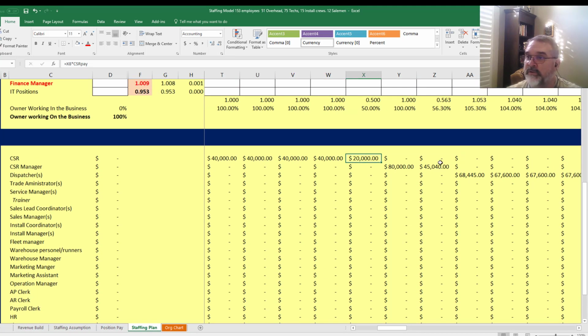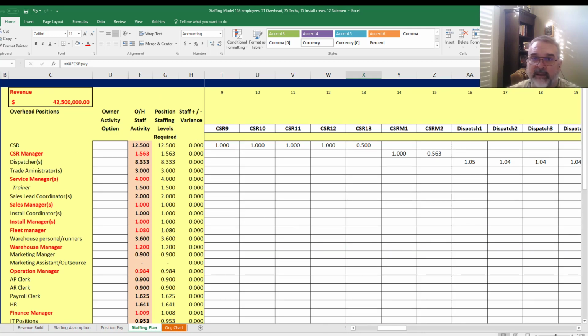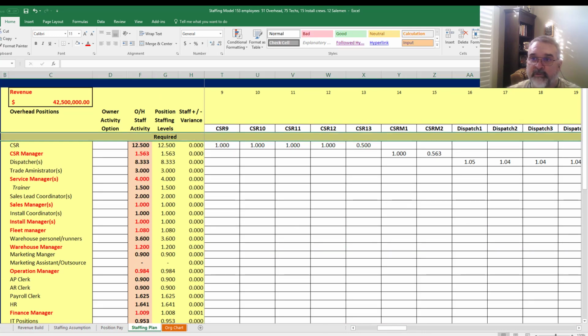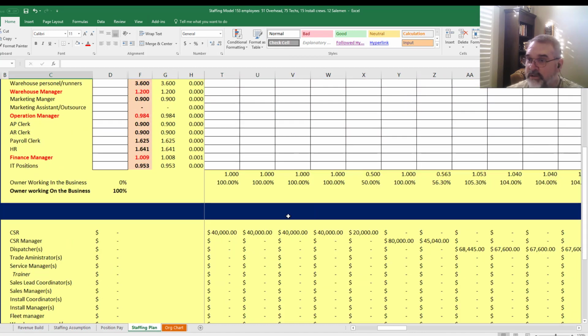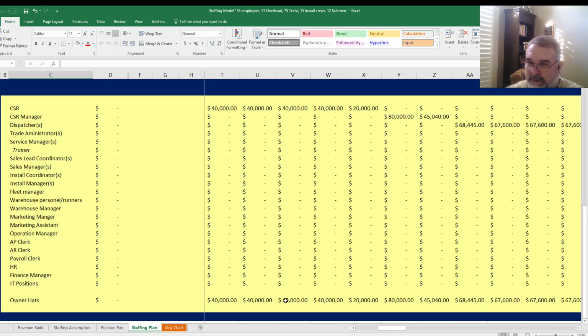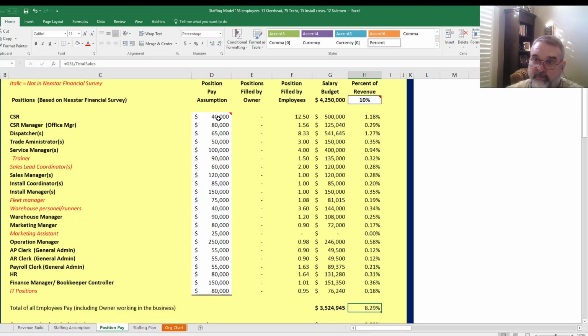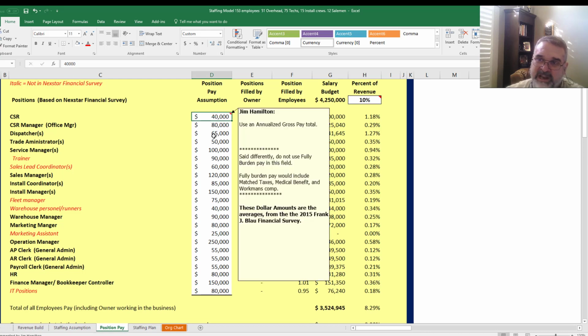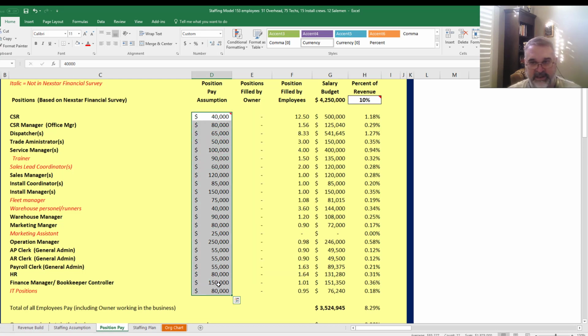Like this, I wish you could see the top of it here. I think I can do that, if I freeze frame to this. I'm not going to bore you with my non-technical skills on this. Anyways, this also shows you how much you're paying for the position, because it's set up based off of here, $40,000, and so on down the line. So they can change this. I went in here and I put in the Nexstar financial survey numbers for this, but then I tweaked it because I thought it was chintzy.